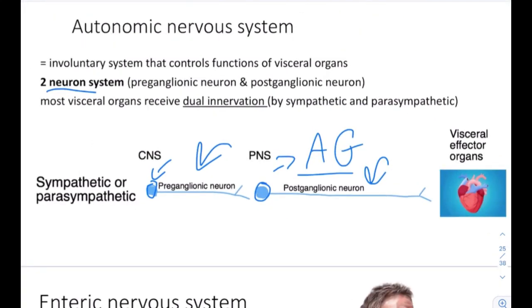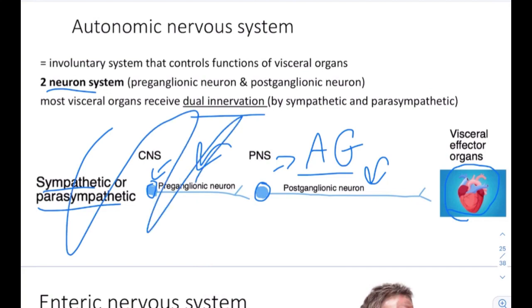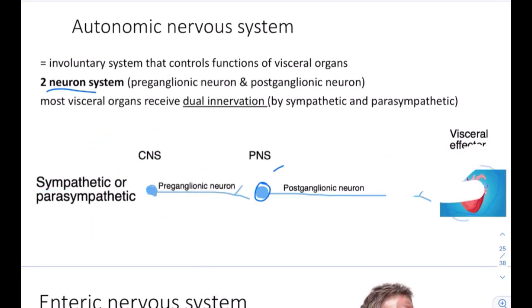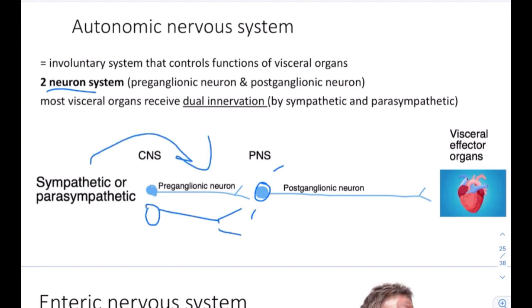And what you need to understand is that most organs receive dual innervation. So they receive innervation by the sympathetic division and the parasympathetic division. So for example, if this was the sympathetic, you would also have the parasympathetic also supplying the heart.